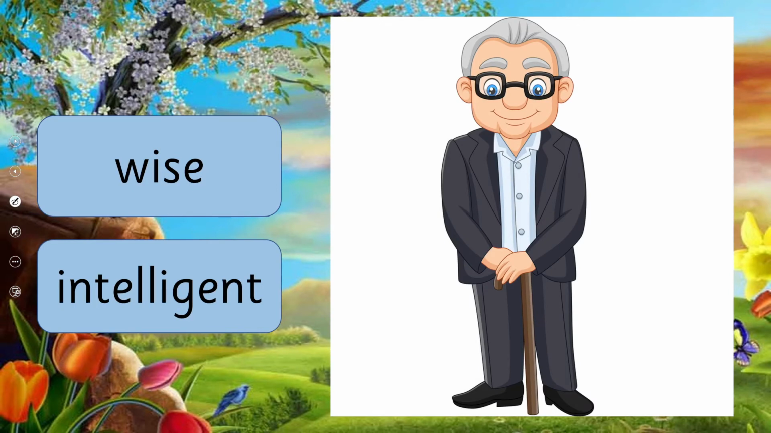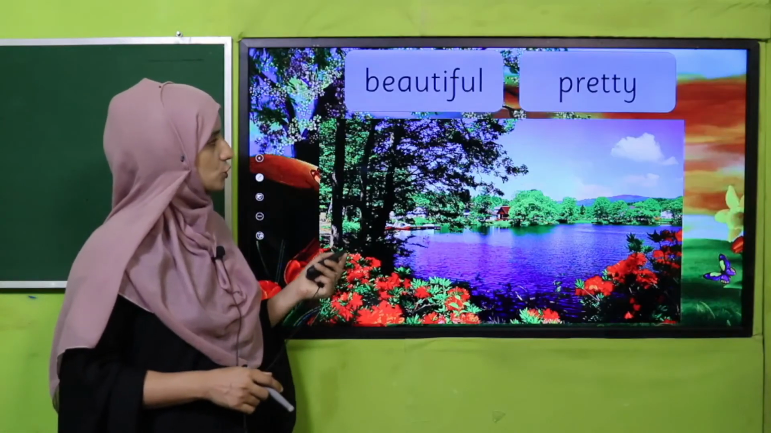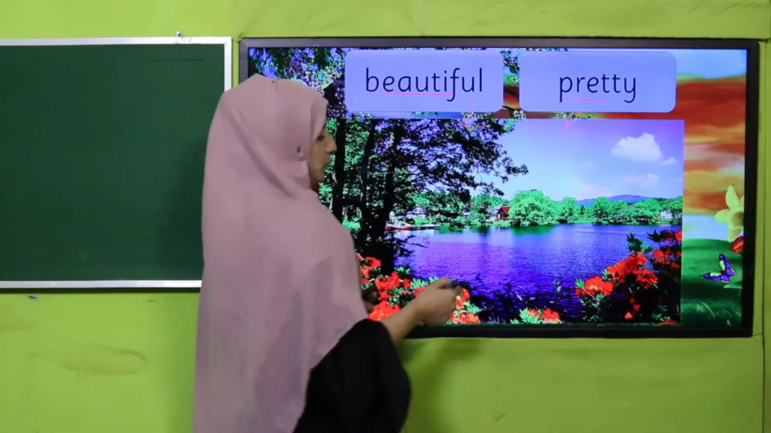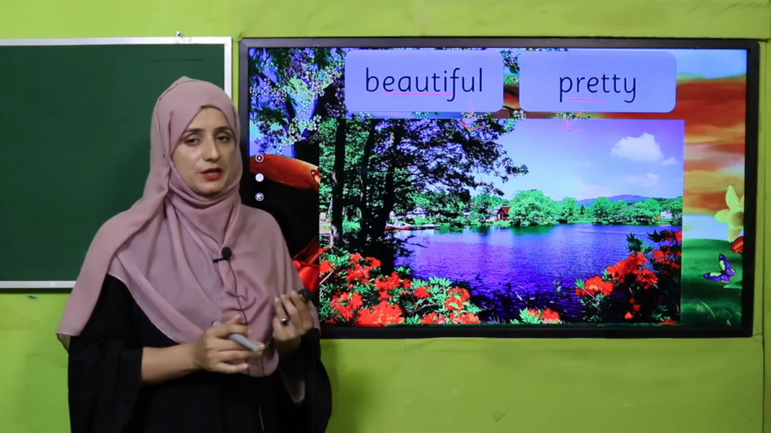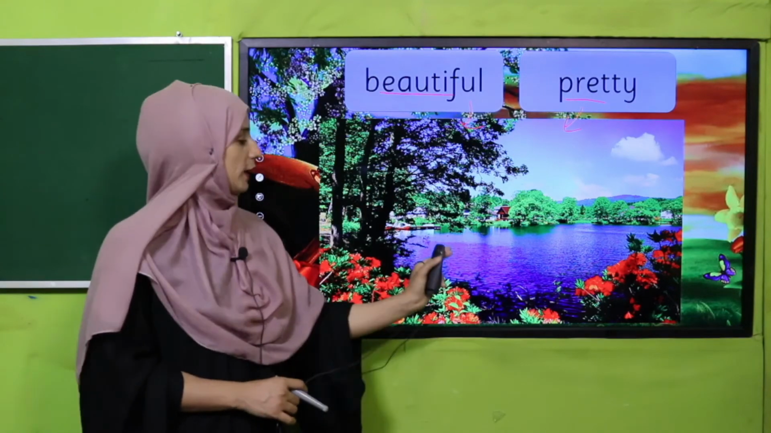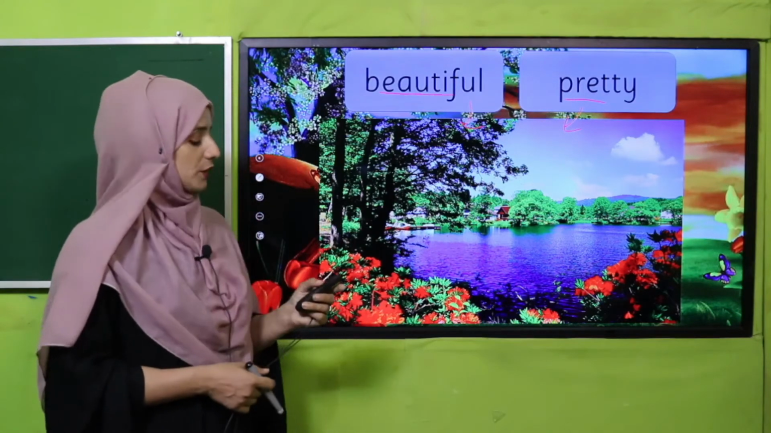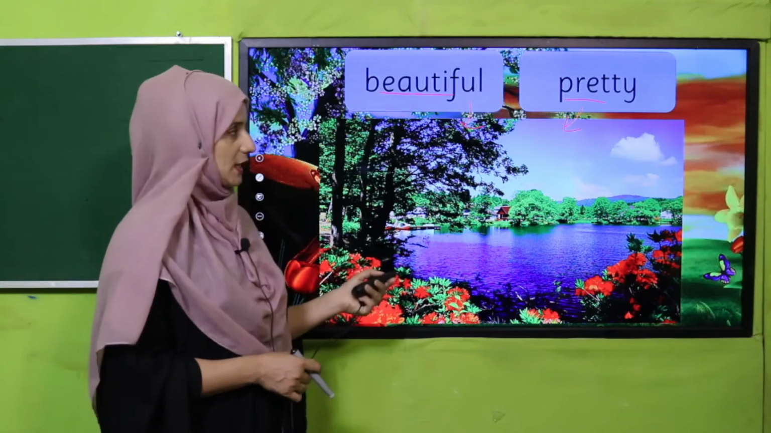See the next example: wise, intelligent. Grandfather is a wise man, and grandfather is an intelligent man. So both are the same terms, and we can use both. Like beautiful, pretty. This scene is so beautiful, this scenery is so pretty. Both words are qualifying, and these are called synonyms and have the same meanings related to each other. We can use both words in the same sense.